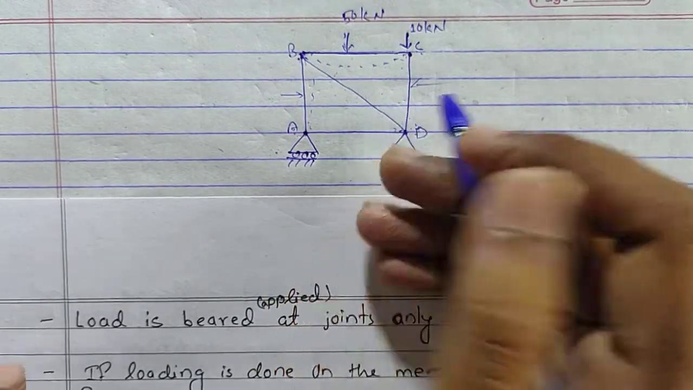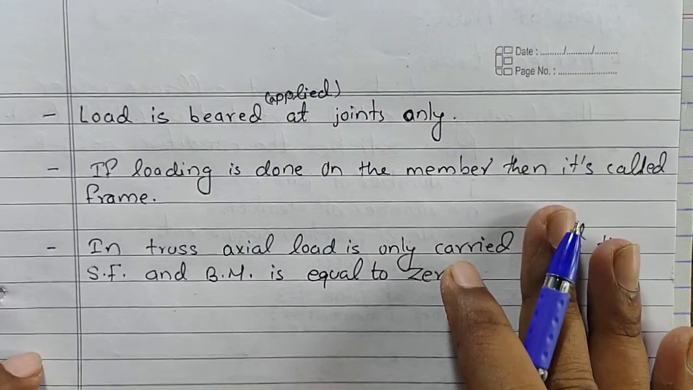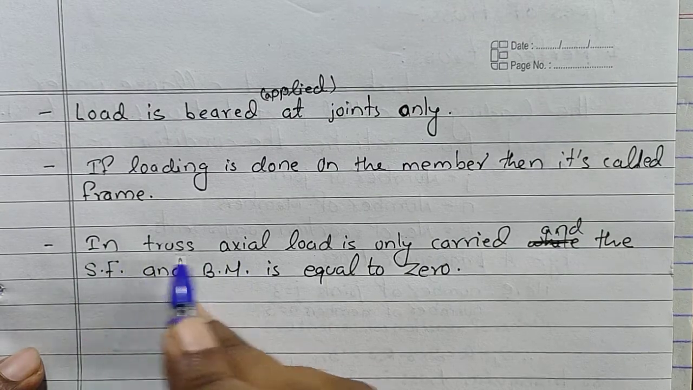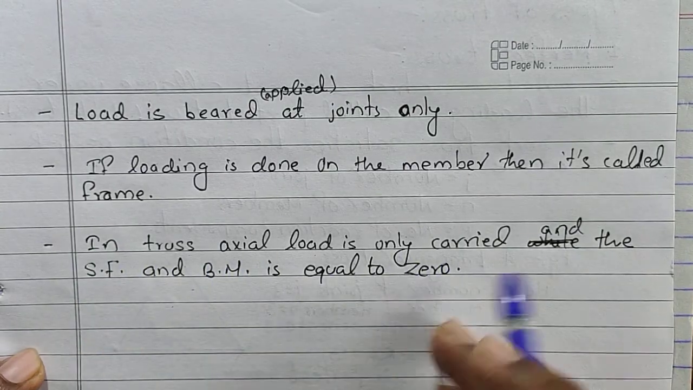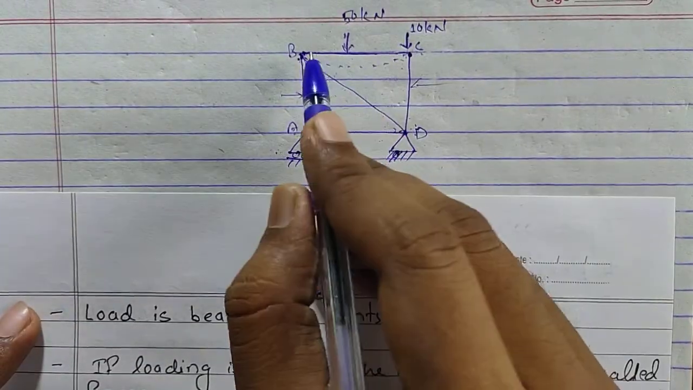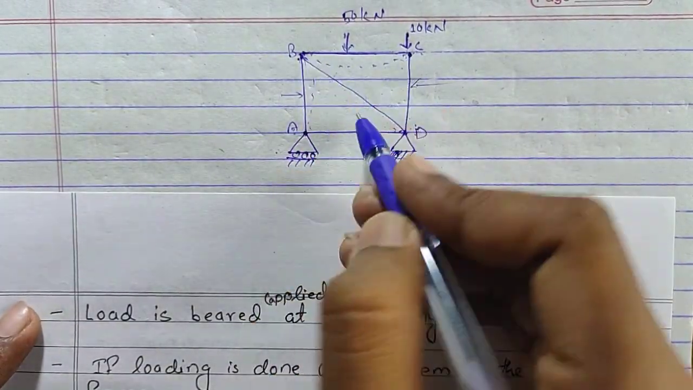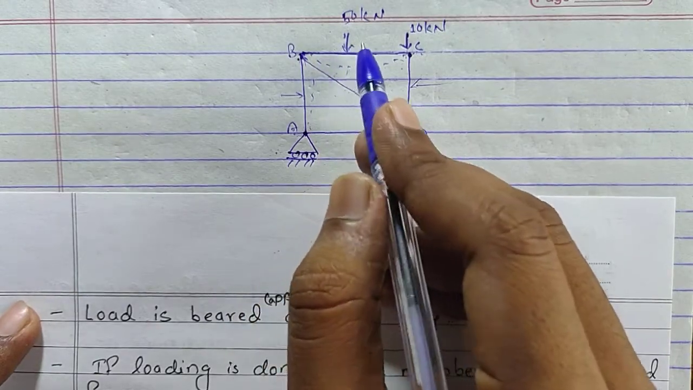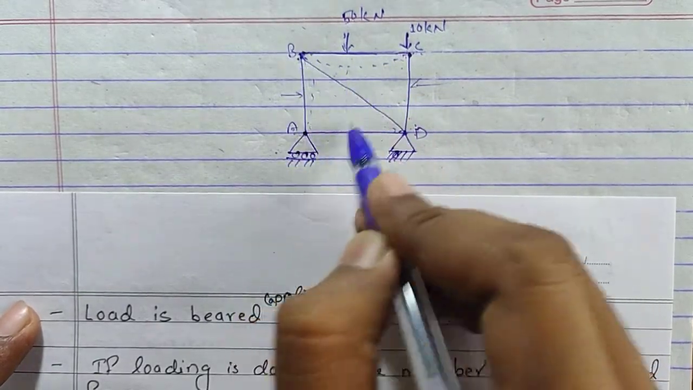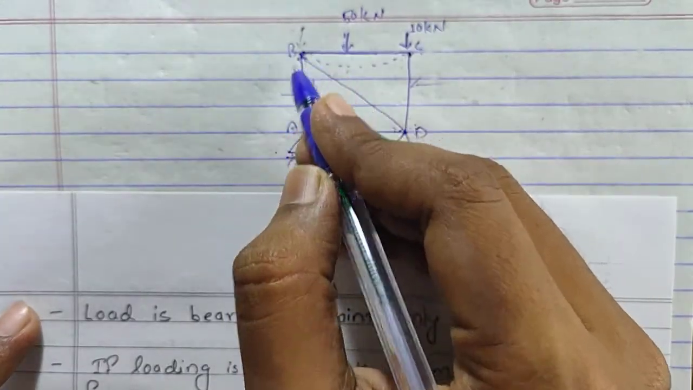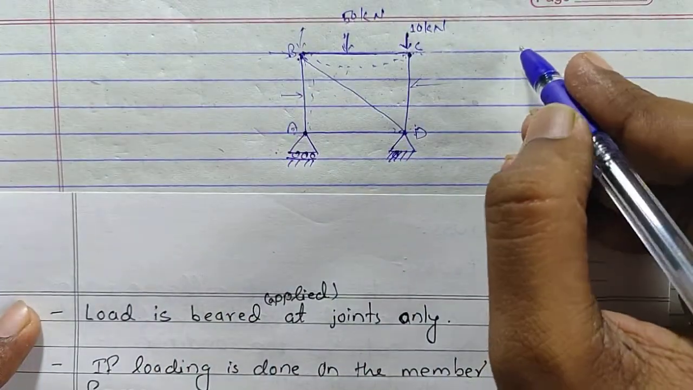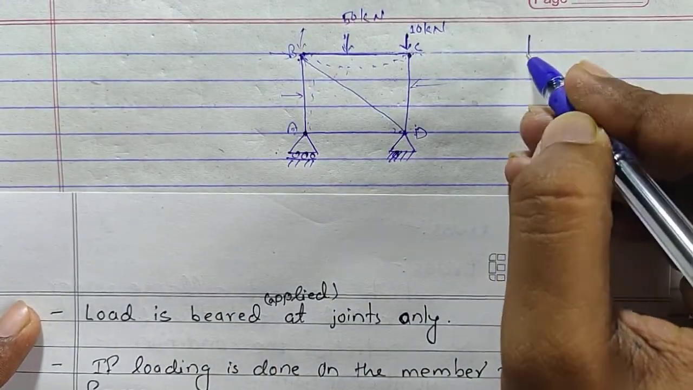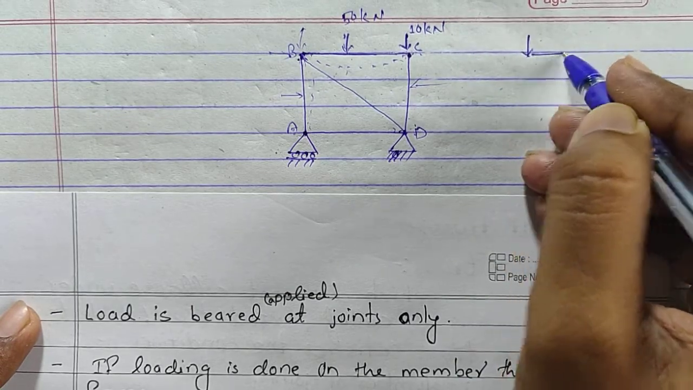it will become a frame. Now let's move to the last point, which is, in a truss only axial load is carried and the shear force and bending moment are equal to 0. As I already told you, this point specifies the previous point, which says that in trusses, loading can only be done at the joints, and loading will be axial. Axial load means the loads which are acting along the x and y direction.